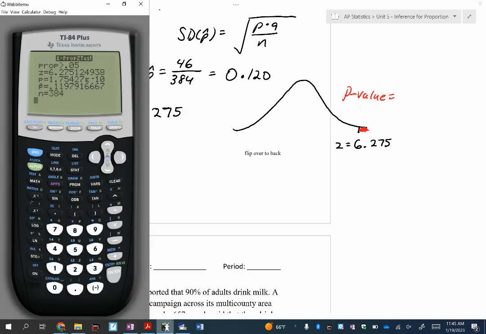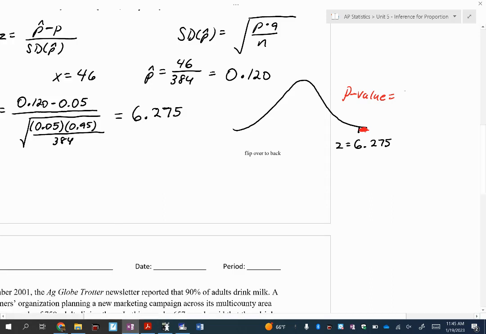Let's look at it. What is it? It's 0.00000, lost track, 0, 0, 0, 0, 1. The idea is that's essentially nothing. Essentially nothing. So I write p-value is essentially 0. Okay?